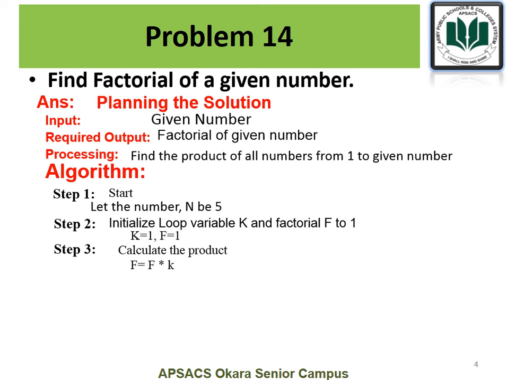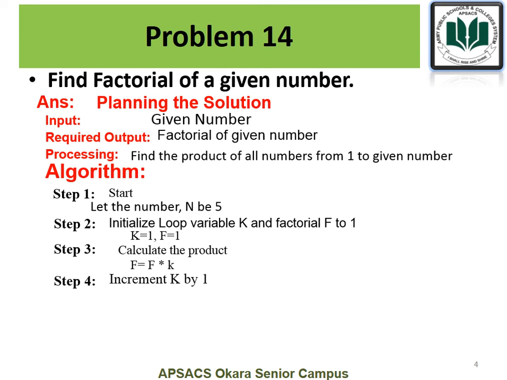So the first value of f, what will be the answer of this f for the first time? The value of f is 1 and the value of k is 1. So 1 multiplied by 1 equals 1. So the first answer of f will be 1. So let's come to the next step. I will explain the problem.